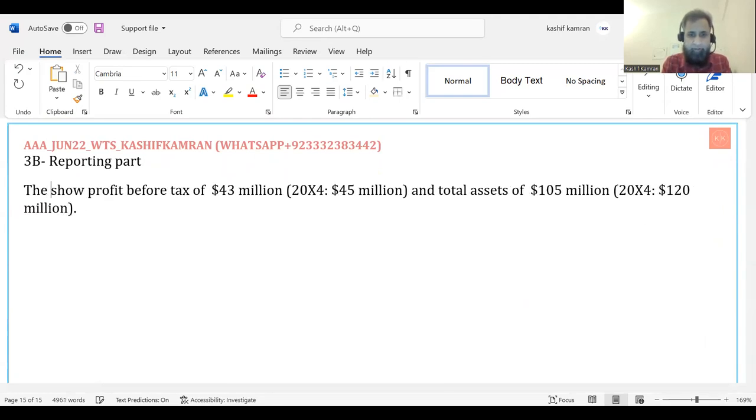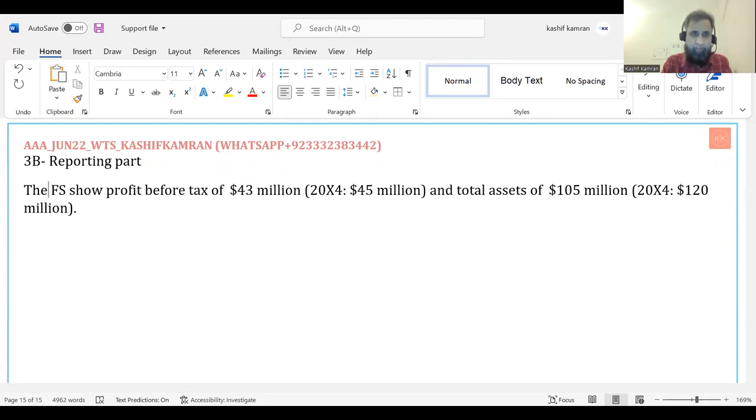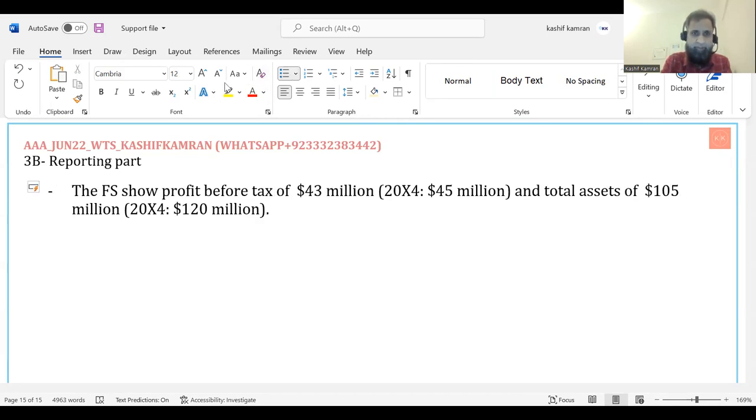The draft financial statement shows this is the materiality line I took from the question, which can be useful to us. Okay, let's go down and write the answer for the grant.